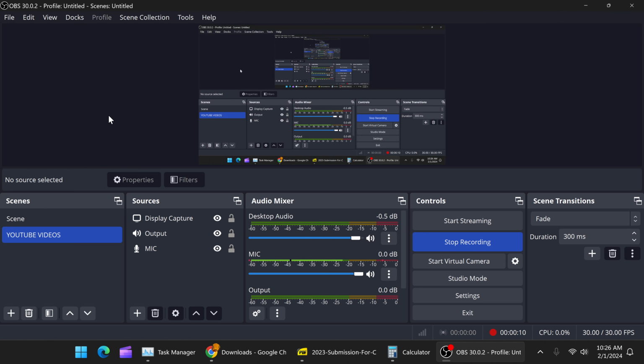This is the program that I use when I am recording what's on my screen. I don't even know what it's called, to be honest. It's called OBS. I believe it's free. Well, this version is free.